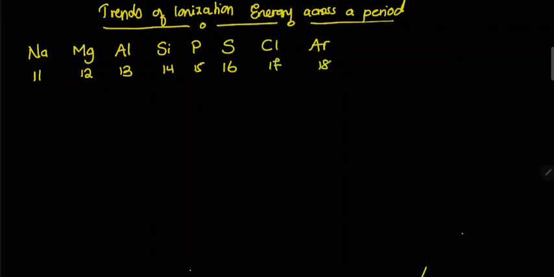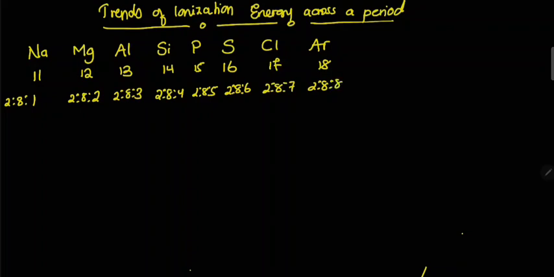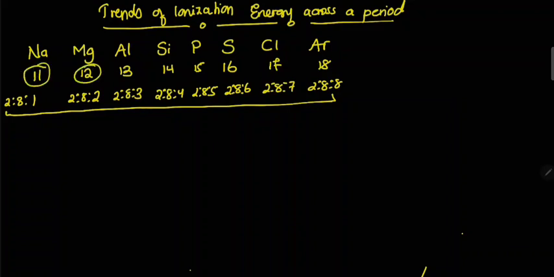Now let's write the electronic configuration of sodium: 2, 8, 1; 2, 8, 2; 2, 8, 3; 2, 8, 4; 2, 8, 5; 2, 8, 6; 2, 8, 7; 2, 8, 8. We can see here that we are adding the electrons to the same energy level. However, we are increasing the atomic number.